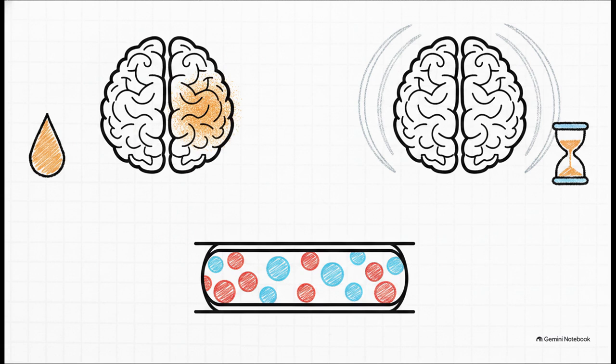Then we have fMRI, which is probably the most famous one. It tracks the BOLD signal, that stands for blood oxygen level dependent signal. This acts as a proxy for neural activity by measuring the ratio of oxygenated to deoxygenated blood. Finally, we have MEG. This uses incredibly sensitive devices called SQUIDs to detect the minute magnetic fields produced by synchronously active neurons. So the crucial point here is that while fMRI gives great spatial resolution, showing us where things happen, MEG offers much higher temporal resolution, showing us exactly when they happen.